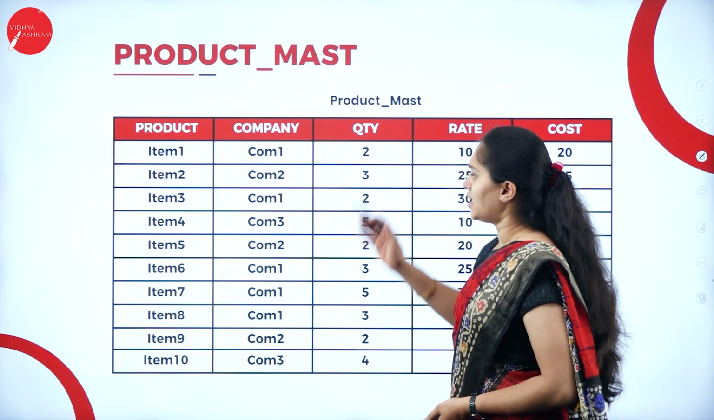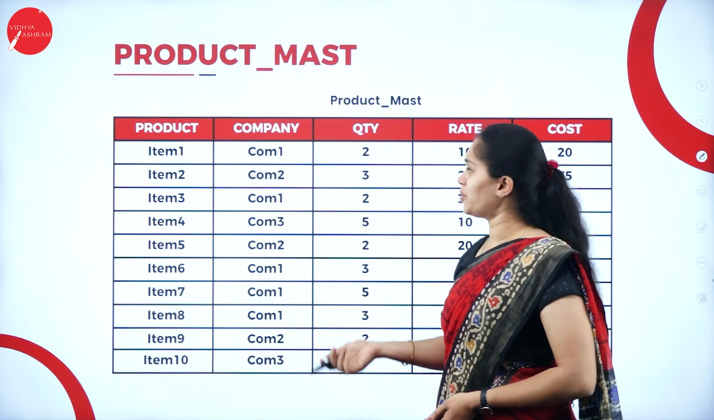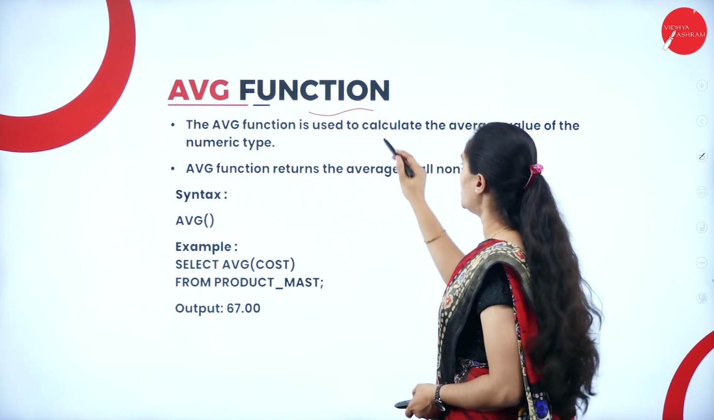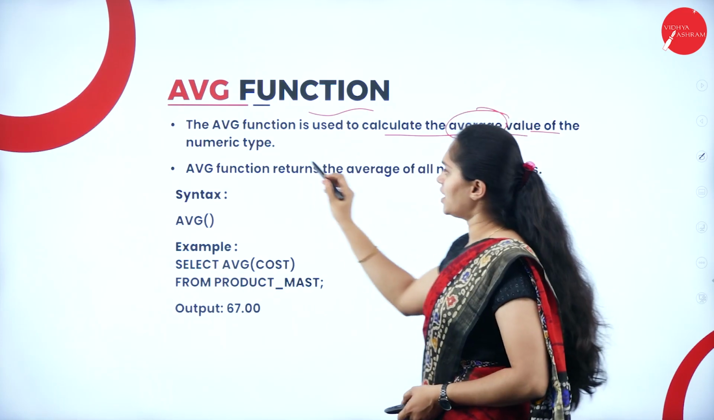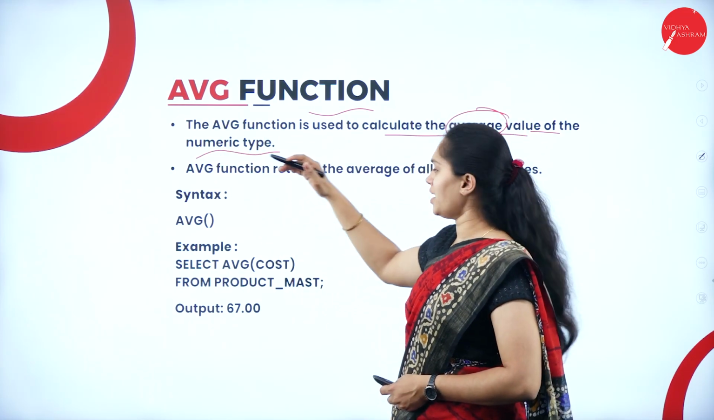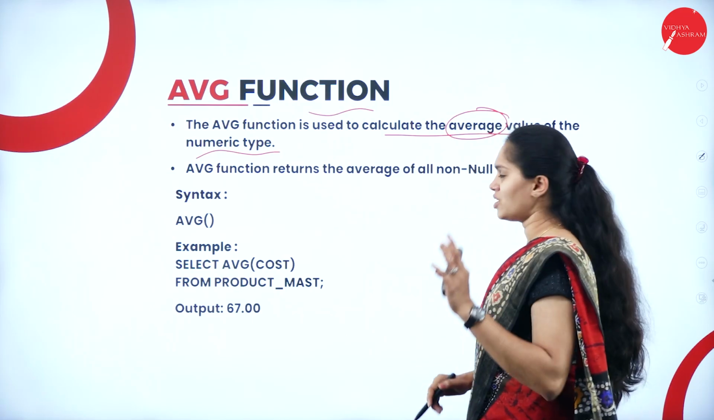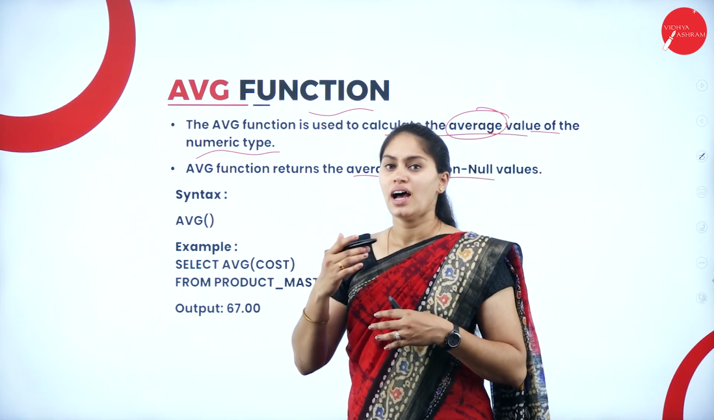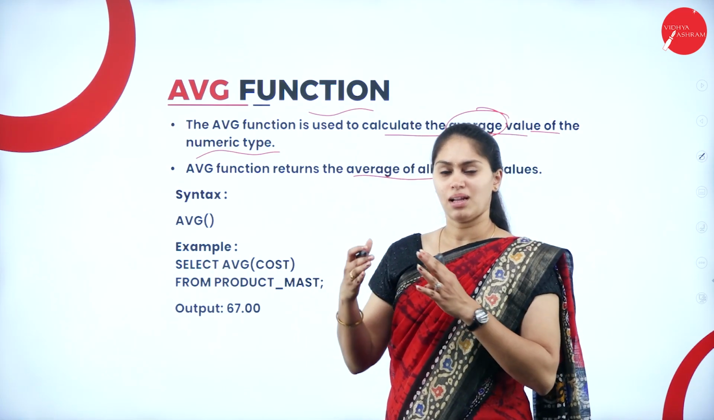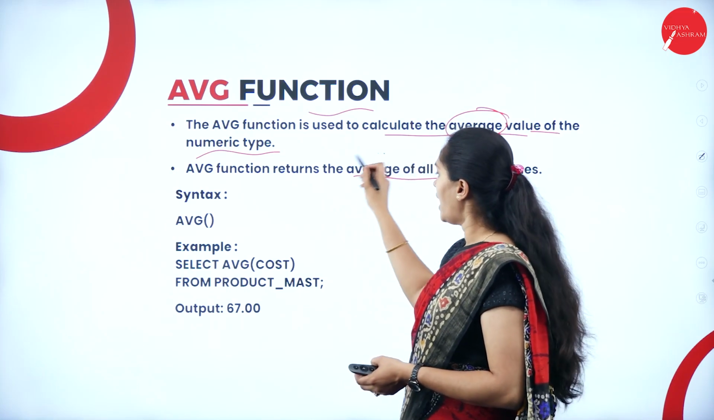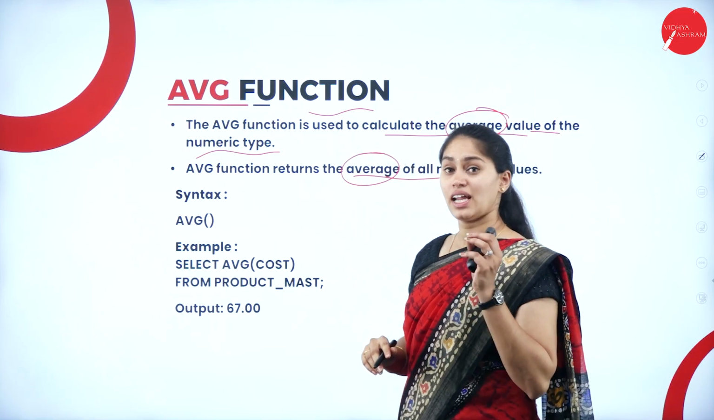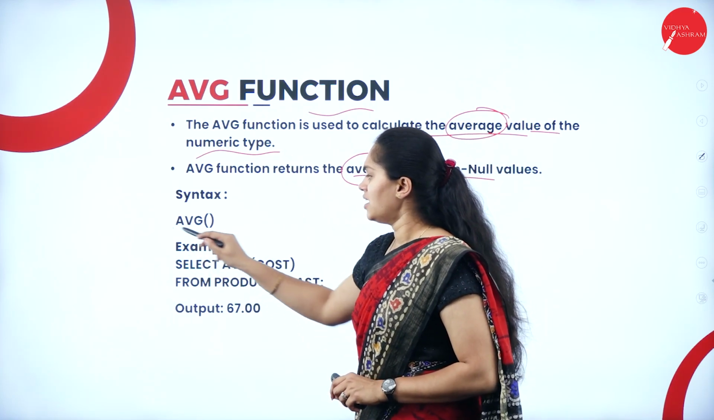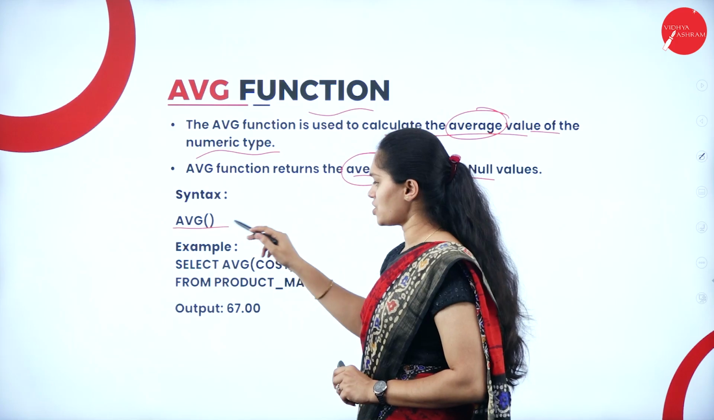Next, again we have this table. Let me tell you about the average function. Mainly we use the average function to calculate the average value of a numeric type. It works on numeric types, and it returns the average of all the non-null values. If we add the values and divide by the number of values, we get the average value for a particular column. For that, the value should be numeric type, and the syntax is AVG.